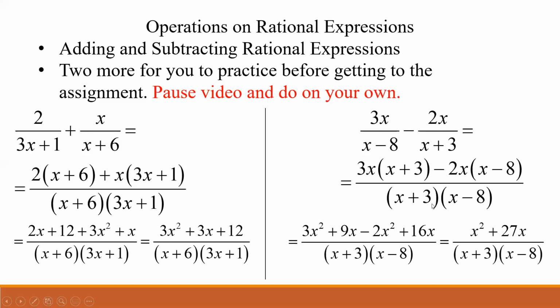Distribute and combine like terms. So we have 3x squared plus 9x, and then negative 2x squared plus 16x. Again, watching that negative sign. Combine those terms together, and we have x squared plus 27x. And that's pretty much it.